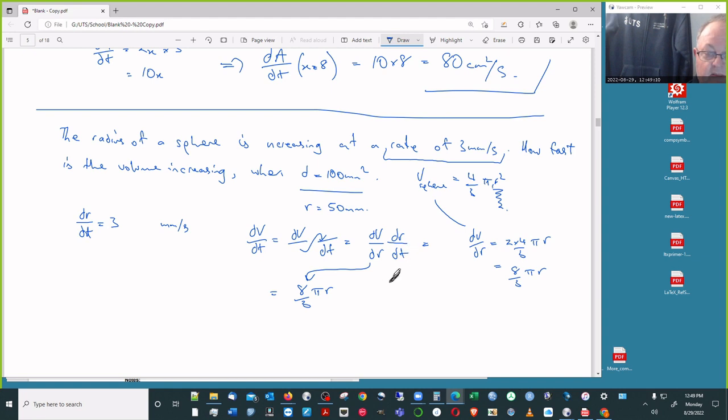So there we've got our dV dr is equal to 8 on 3 pi r, that's that guy. And dr dt we have as 3. So straight away we can see that that's going to cancel. So we can cancel this 3, and we've got 8 pi times 50. So I don't know what that is. 8 by 50 is 400 pi. Whatever that is. 3.14 times 4 is 12. Oh, it's up there somewhere.